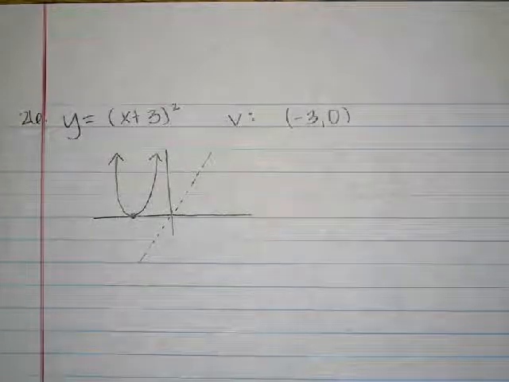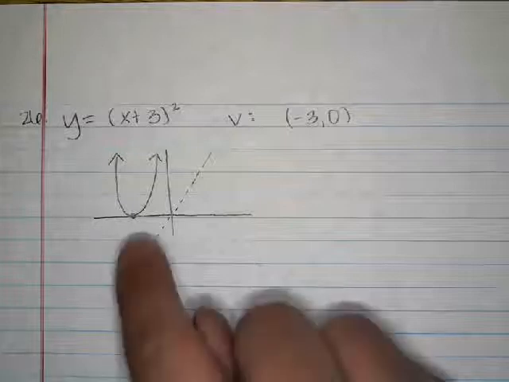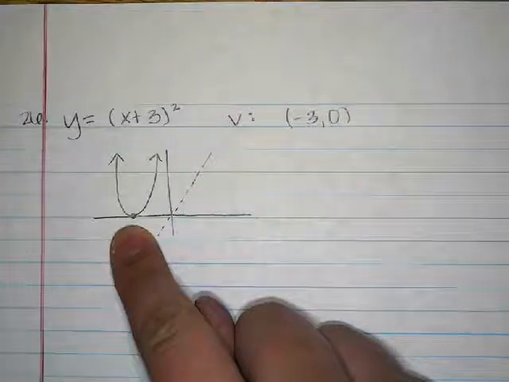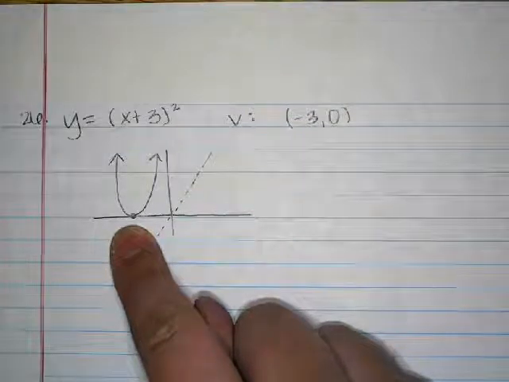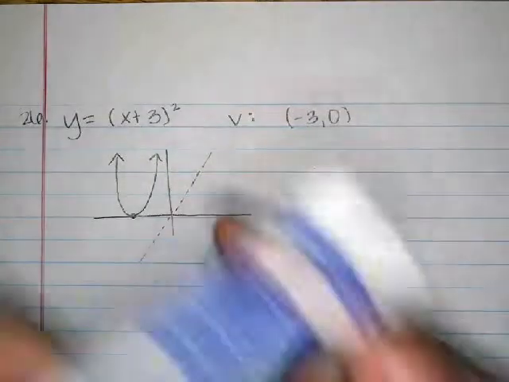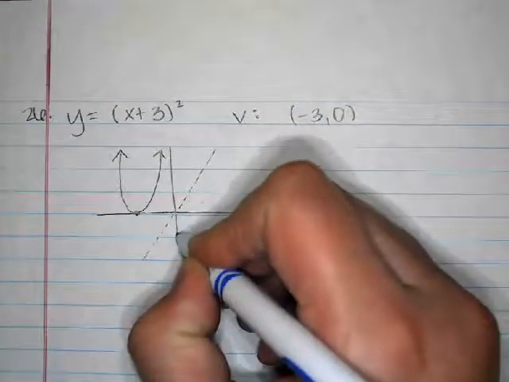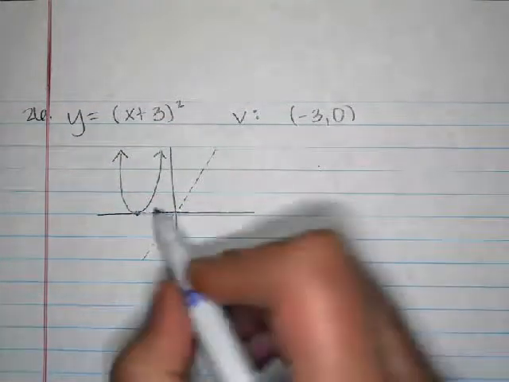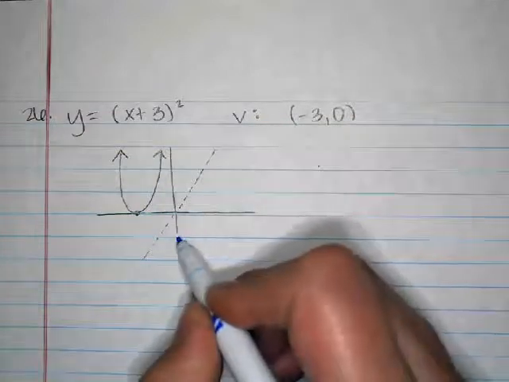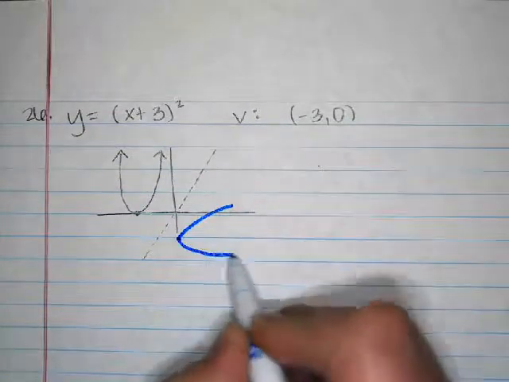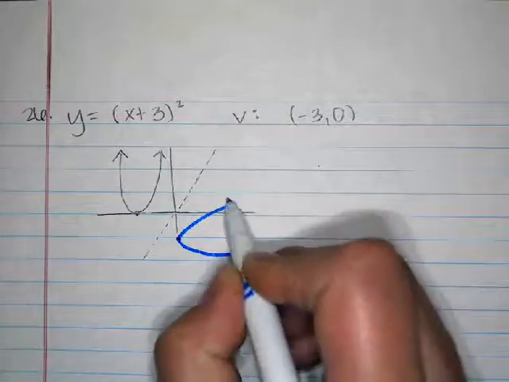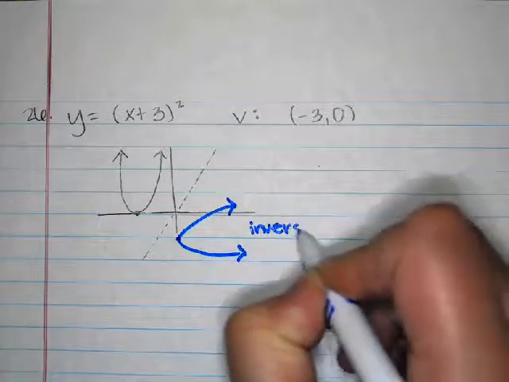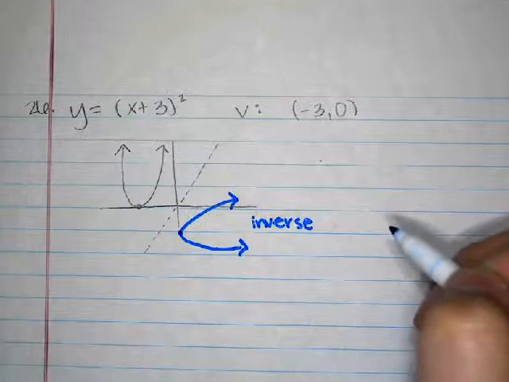So if the vertex of the original function for 26 is -3, 0, what would the vertex of the inverse be? 0, -3. So it'd be 0, down 3, it'd be down here. And then if we think about what it would look like reflected over, this part kind of goes up, so it would look something like this. Do you guys see how that would look kind of reflected over? So this over here is the inverse. It's not perfect, but it looks kind of right.